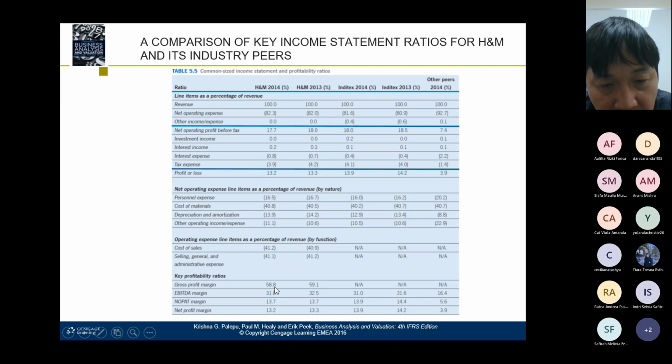Okay, this one, 58.8. How do we get the gross profit margin? So here you can check.